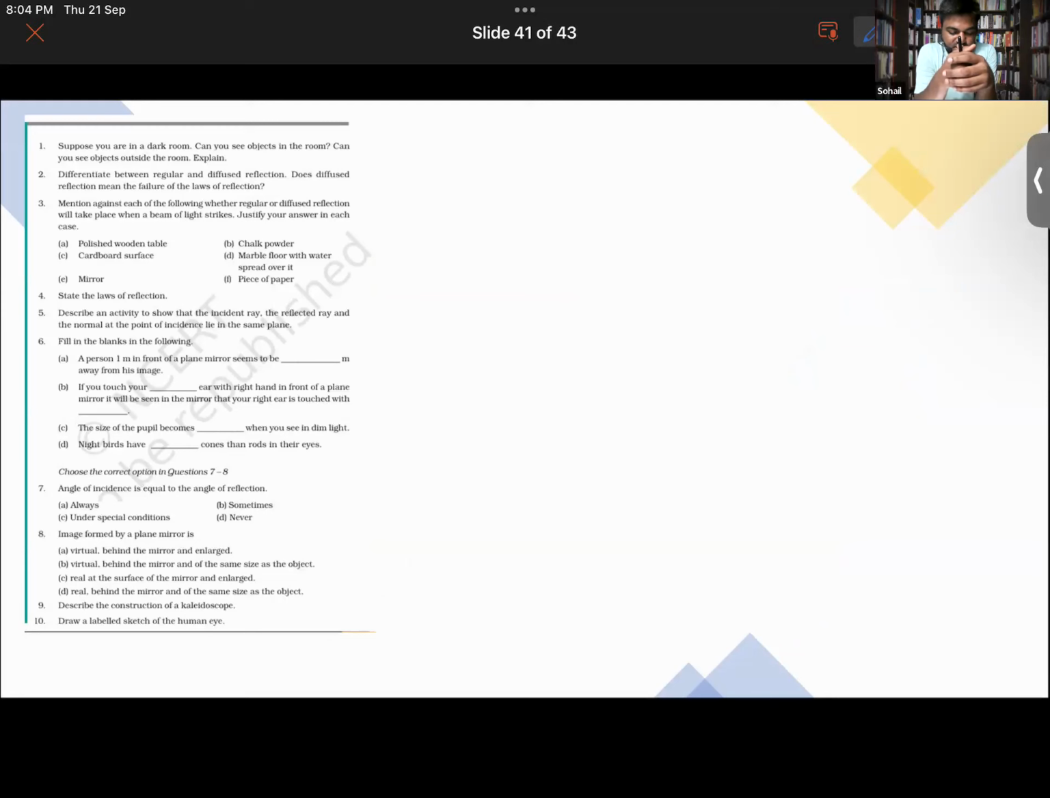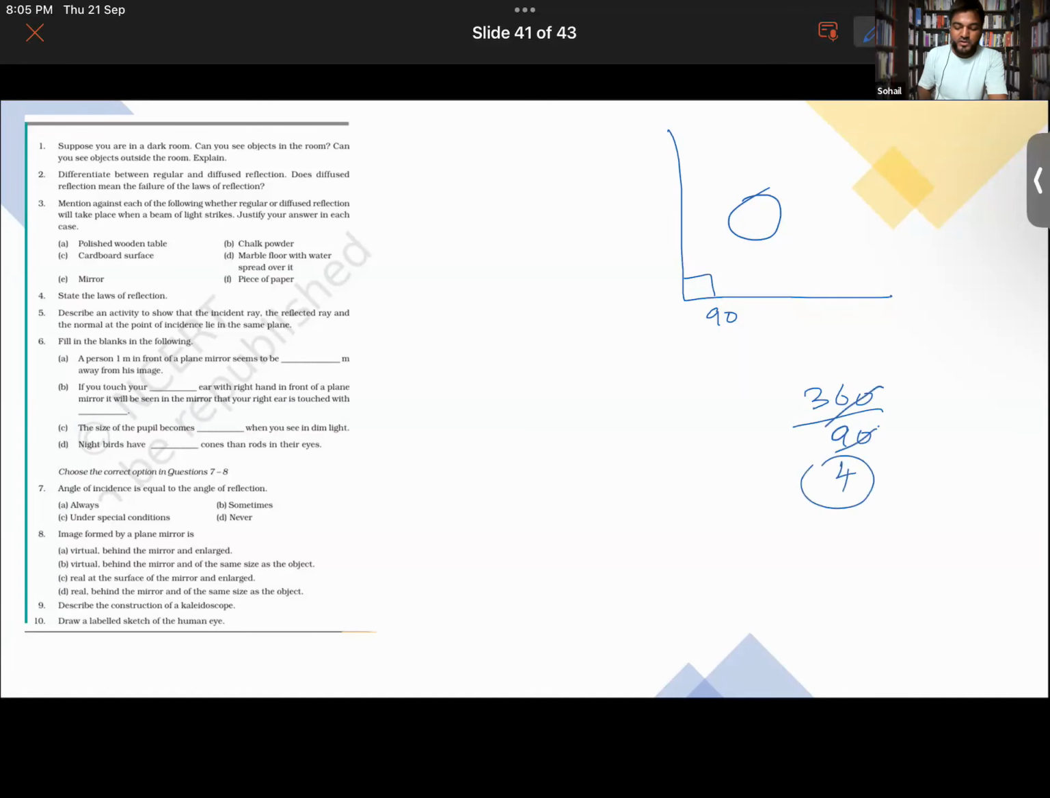Now we have got the exercise portion of the chapter. See the questions. Before that, I would like to pose a few questions. For example, suppose two mirrors are inclined at an angle of 90 degrees and you have placed a ball. How many images of the ball will you be seeing? Three. That is 360 upon 90. Yes, so you are getting four here. Since this value is even, it needs to be subtracted by one, that is three.